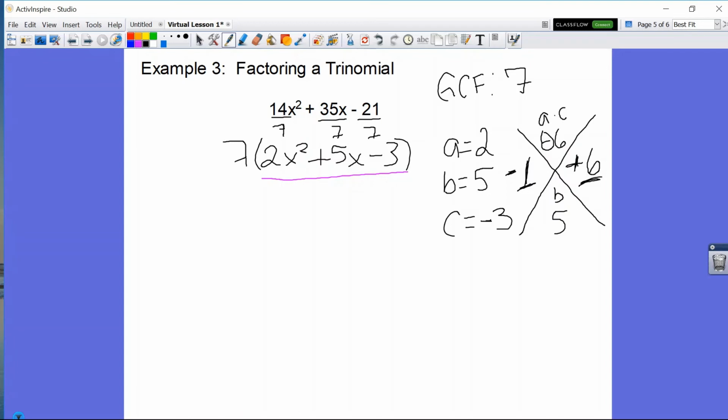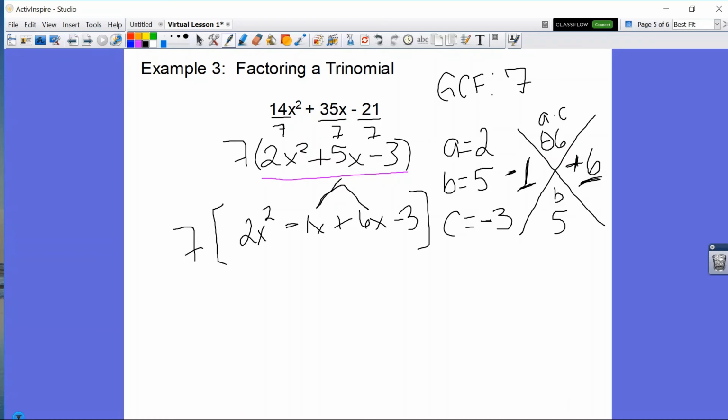All right, so then we're going to use those 2 terms in the diamond to split apart our linear term. So 5x, I'm going to rewrite as negative 1x plus 6x. And then we just carry down the rest of the problem. So I'm going to bring down that negative 3, bring down that 2x squared, keep my parentheses, and then put the GCF on the outside.